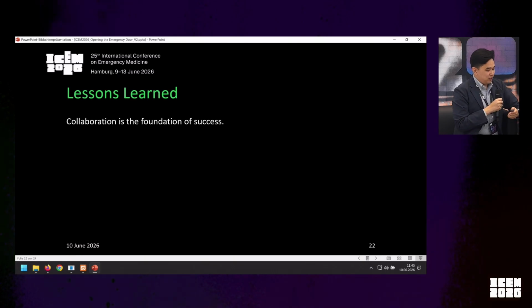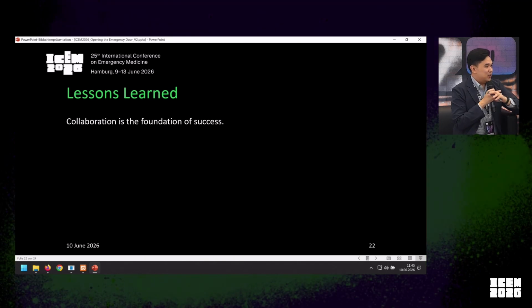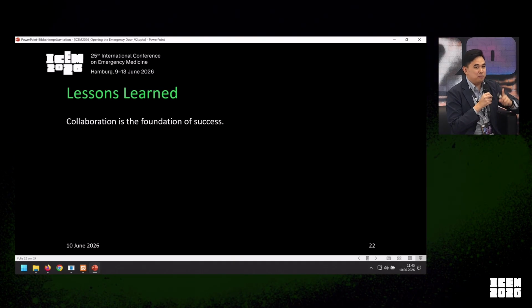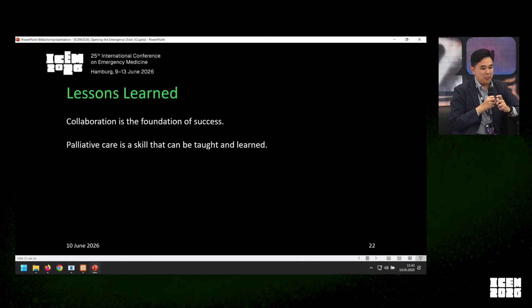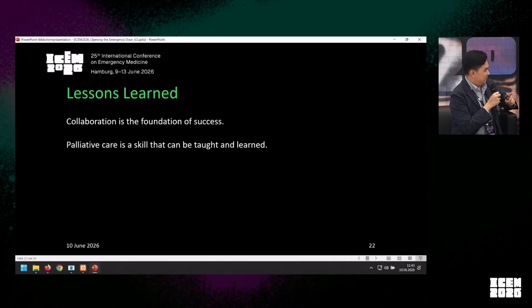So I think these are the few lessons that we learned from this story. First, collaboration is the foundation of success. Definitely. There's no other way but for emergency physicians and palliative care to work together. We only have one goal, and that is to improve the quality of life of our patients. Second, palliative care is a skill that can be taught and learned.